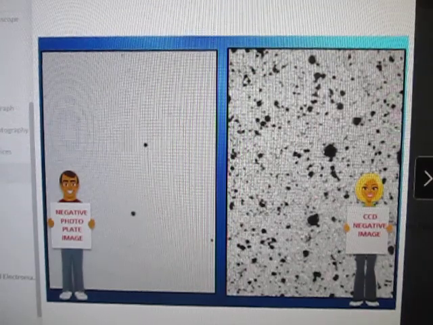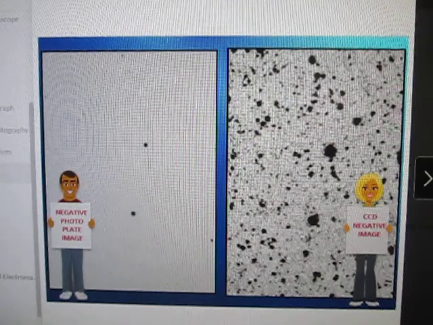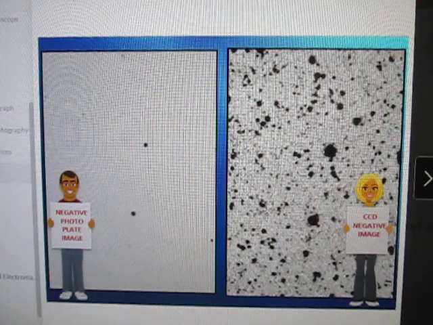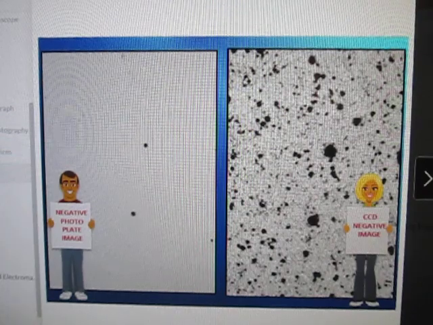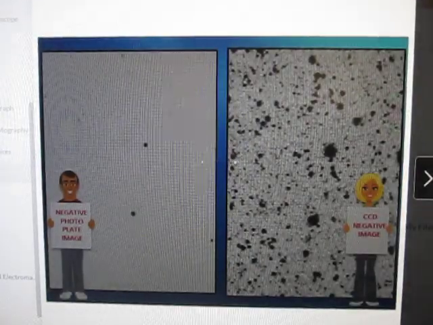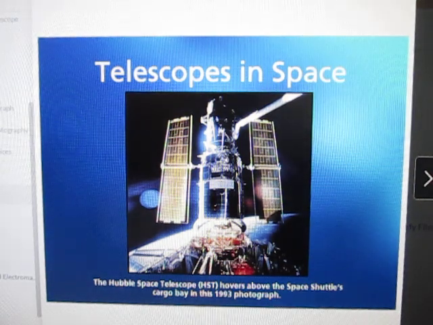Not only can CCD chips replace photographic plates, but they have some dramatic advantages. They can detect both bright and faint objects in a single exposure, and are much more sensitive than photographic plates. They can also be read directly into computer memory for later analysis. Telescopes are placed in outer space primarily to avoid the distortion of light caused when it passes through the Earth's atmosphere.